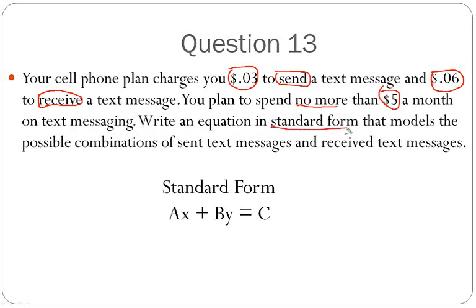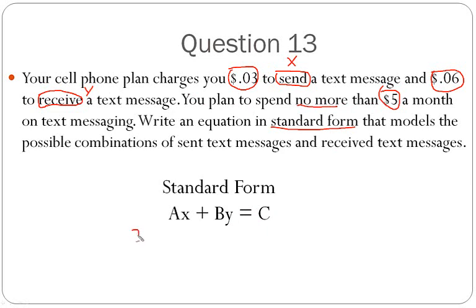So I went ahead and wrote standard form down here below for us. It's ax plus by equals c. So it wants our equation in this form. So we need to assign variables to our text messages that we send and to what we receive. So we're going to say we're going to send X amount of text messages, and we're going to receive Y amount of text messages. Okay, we plan to spend no more than $5, so what we spend has to be less than or equal to $5. Okay, so let me start writing it, and I think it'll make more sense.